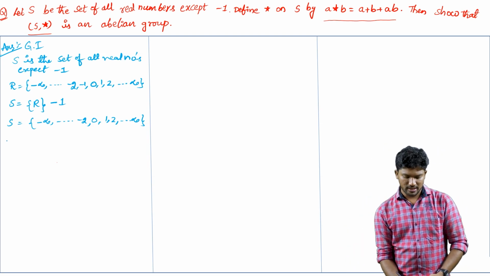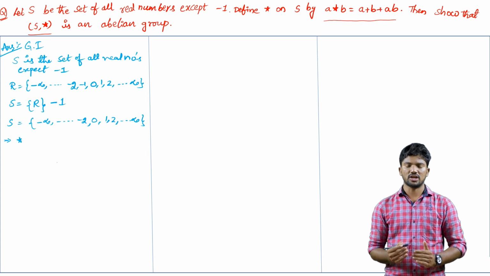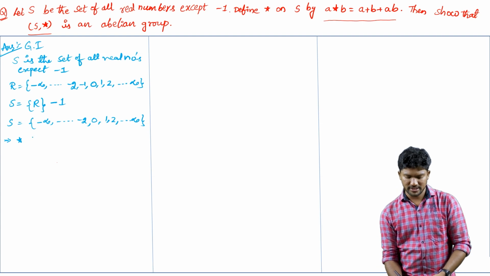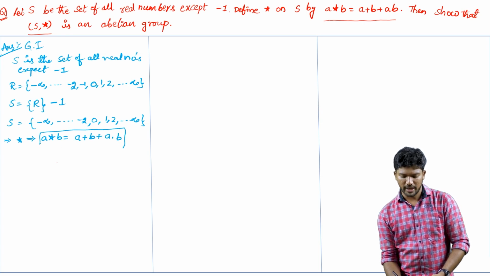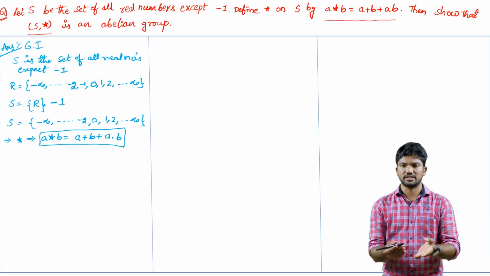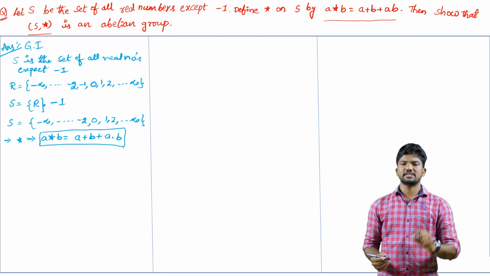And on this set, the binary operation is star. It is a composition. Why? Because this binary operation is defined as A star B is equal to A plus B plus A into B. Okay, if you observe carefully, this binary operation is defined with respect to multiplication and with respect to addition. A plus B plus A into B, multiplication is there, addition is also there.